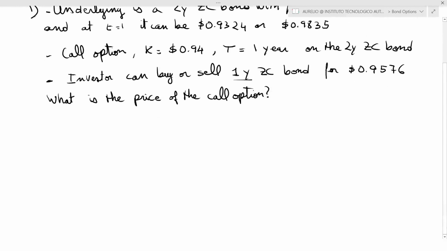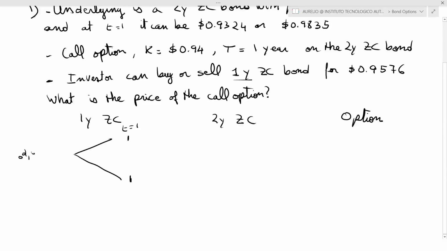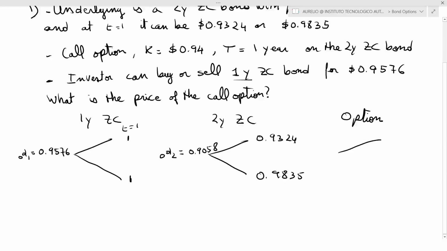So to solve this, we're going to study the cash flows of the 1-year zero coupon bond, the 2-year zero coupon, and finally the option. So the 1-year zero coupon bond, we know that at t equals 1, it's going to pay $1 in the up scenario and $1 in the down scenario. That's given. The price at time 0, that means the 0D1, is equal to 0.9576. Now for the 2-year zero coupon bond, we know that in the up scenario, it's going to pay 0.9324, and in the down scenario, it's going to pay 0.9835. And we also know that the price at time t equals 0, that would be the 0D2, is equal to 0.9058.